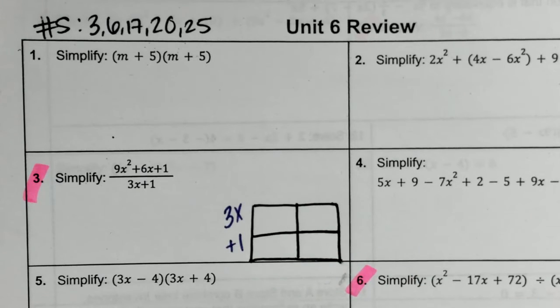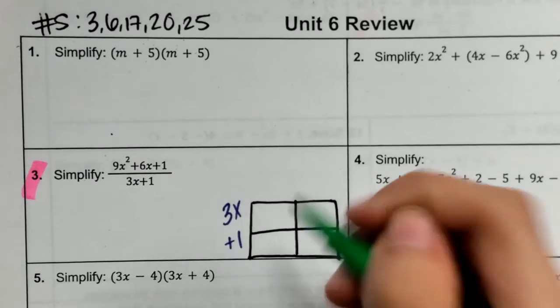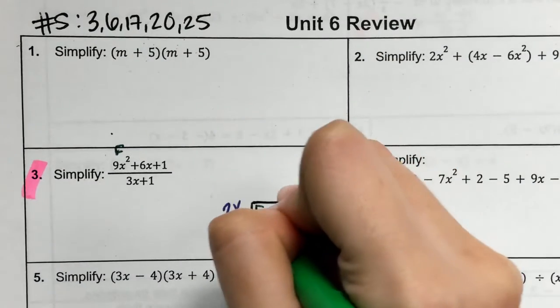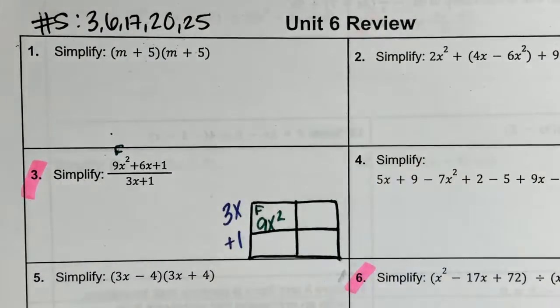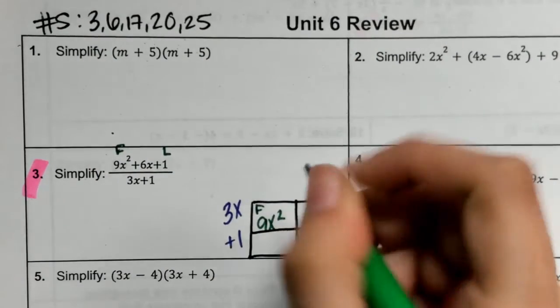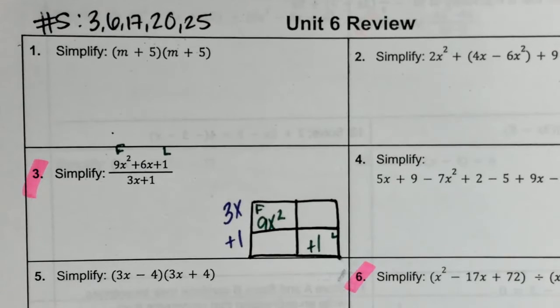Well, we know that we usually get our x squared values in the first box. So first term goes in first box. So the 9x squared will go here. Last term will go in the last box. So the positive one will go here. From here, you're just working backwards.